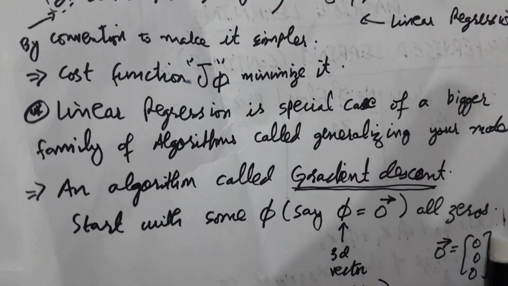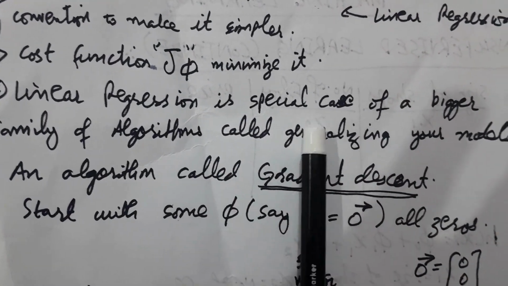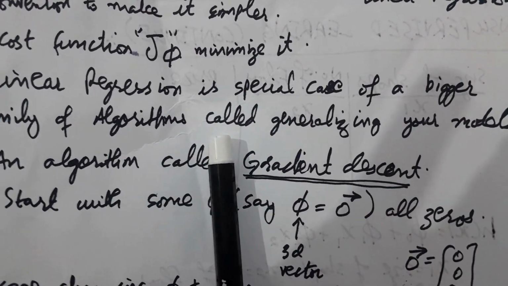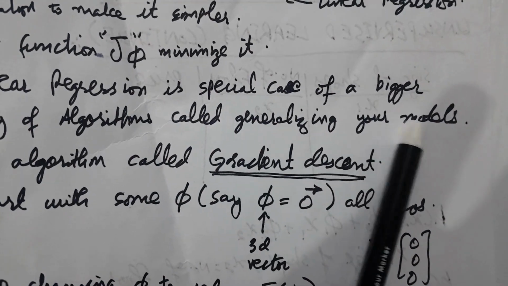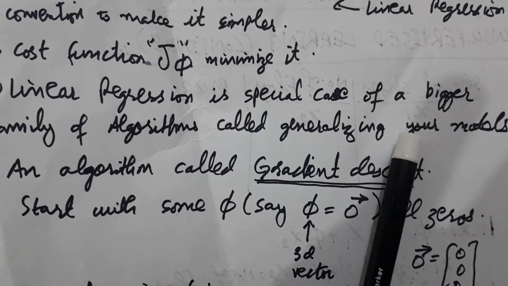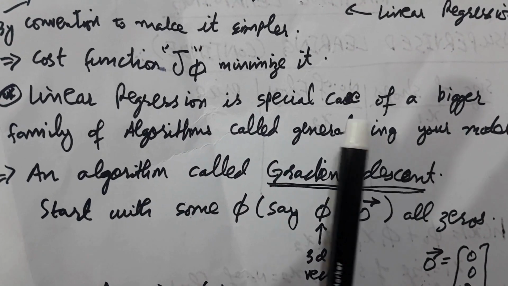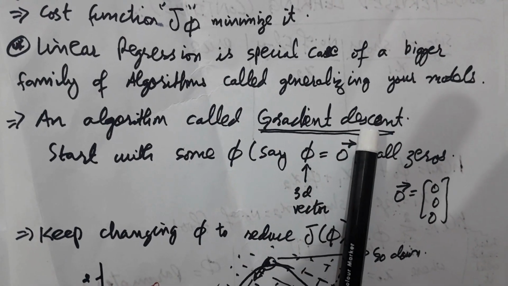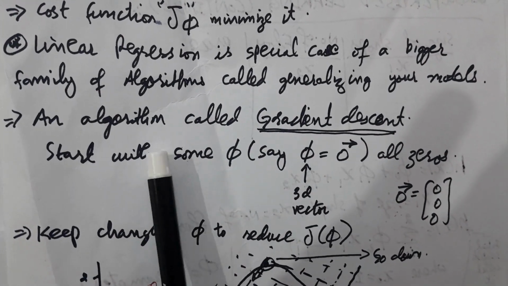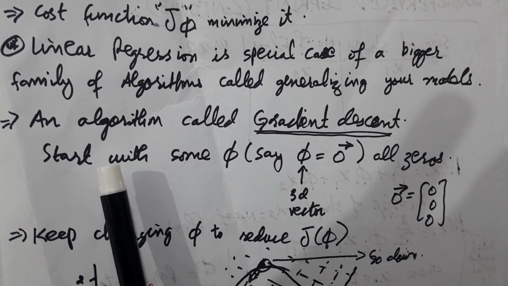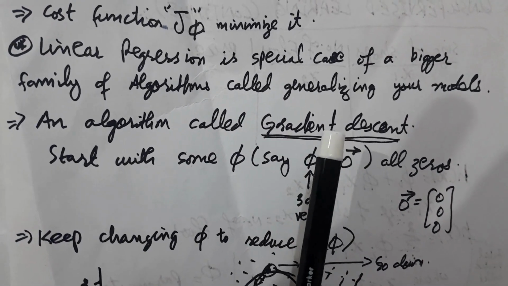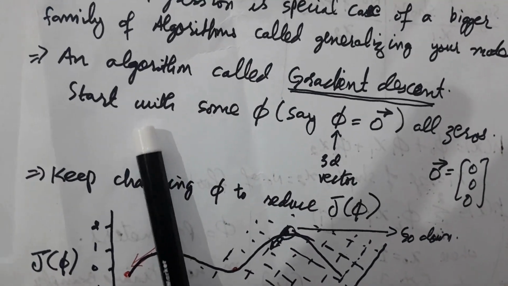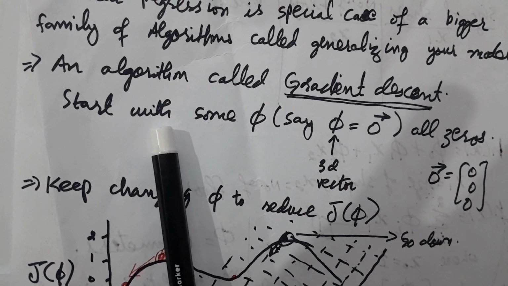Linear regression is a special case of a bigger family of algorithms called generalized linear models. It means if you are going to generalize your model, you use linear regression. An algorithm called gradient descent we are going to use. Briefly I'll tell you about gradient descent. If some of you did MATLAB, you are familiar with gradient descent. Now I'll try to explain a few things.